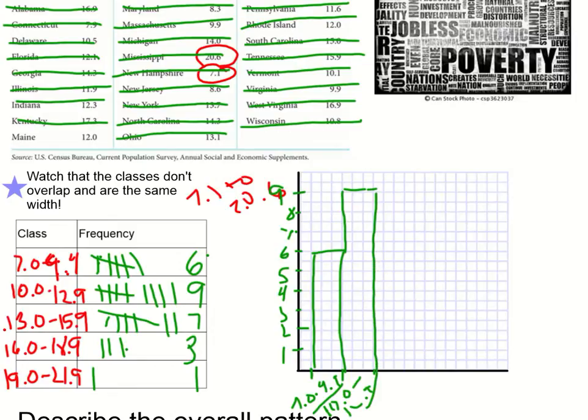And so take the time to finish your graph. I'm going to fast forward a little bit. You can pause the video here and finish your graph.